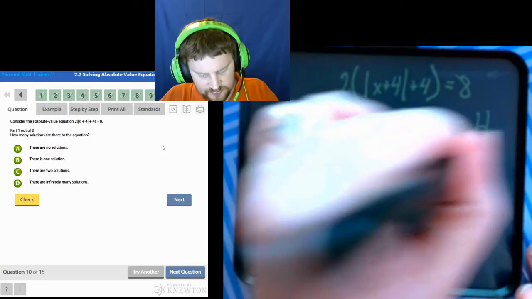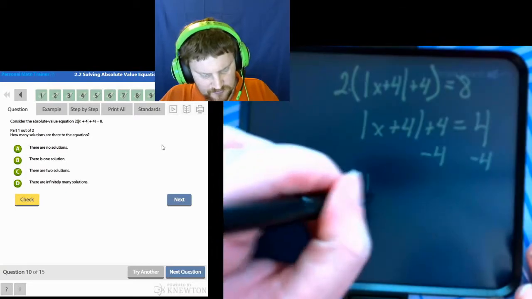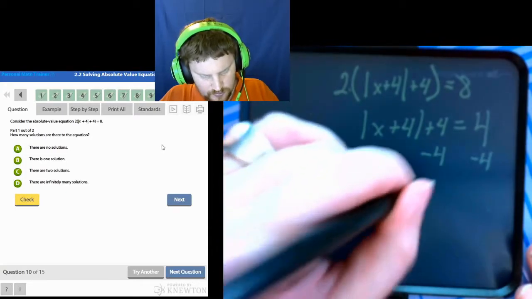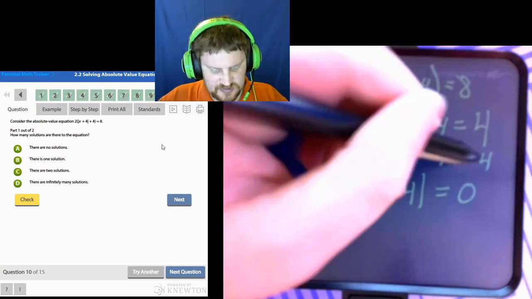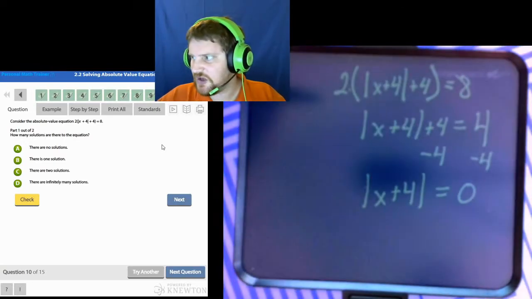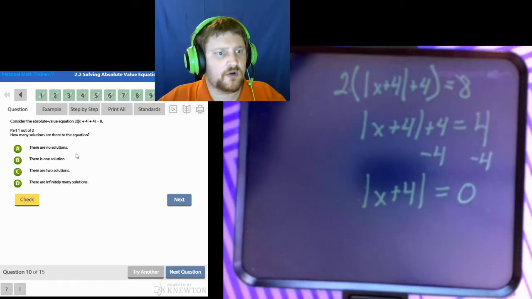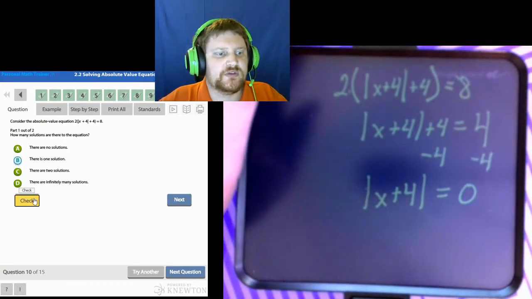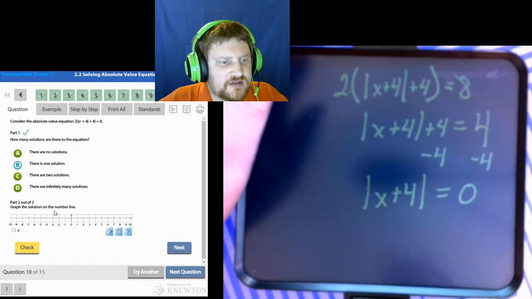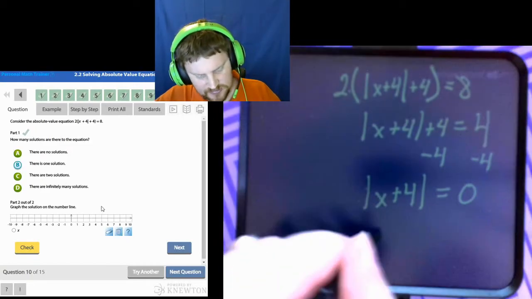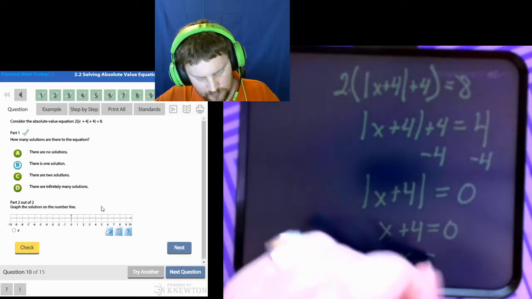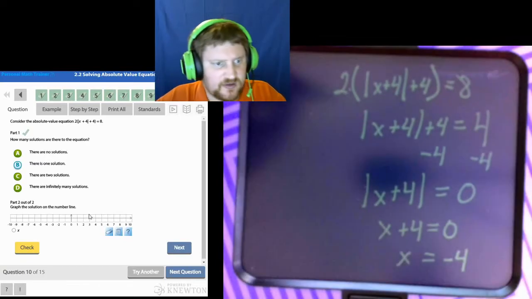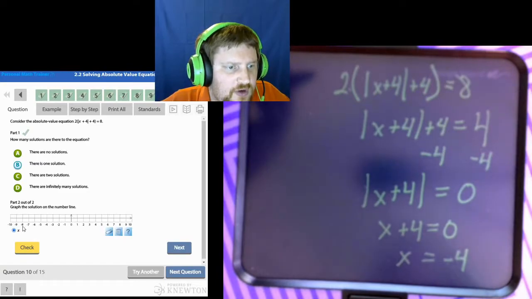Subtract 4 from both sides. Absolute value of x plus 4 equals 0. So since this is an isolated absolute value sign that equals 0, we know that there is exactly one solution. And they want us to graph the solution on the number line, so x plus 4 equals 0. Subtract 4 from both sides, x equals -4. So we are graphing x is -4.